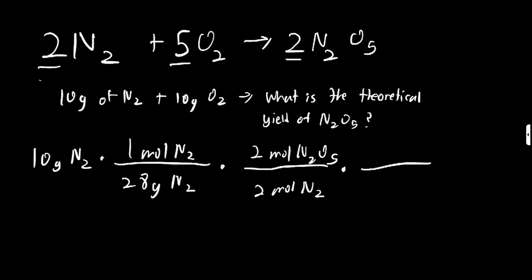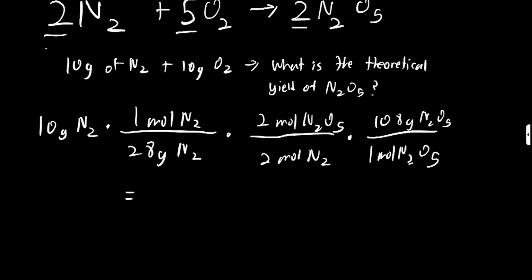We're then going to multiply this. We're going to divide this by 1 mole of N2O5 to cancel the units of mole N2O5. And we're going to convert that to grams using its molar mass, which is going to be 108 grams per mole of N2O5. You can figure that out by adding the molar mass of N2 and O5 together. And what this is going to give you is, you're going to do this on your calculator. So it's going to be 10 divided by 28 times 108. So you're going to get around 38.57 grams of N2O5 as your yield.